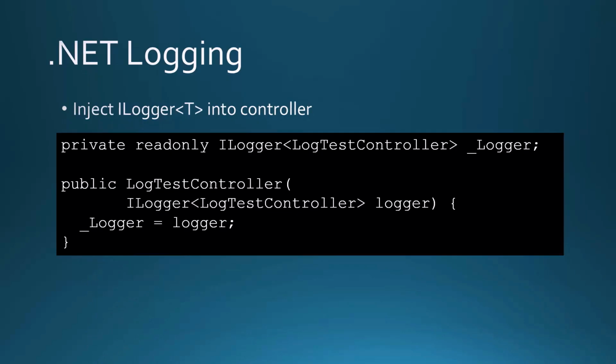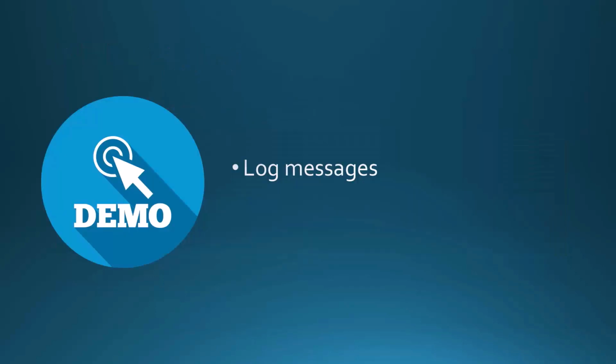Now, the way we use logging is we inject an instance of ILogger of whatever your controller name is, or class name if you're going into a class. So you set up a private readonly field, I call it _logger, and then you have it in your constructor where it's going to be injected into. So let's take a look at our first demo here of logging messages.